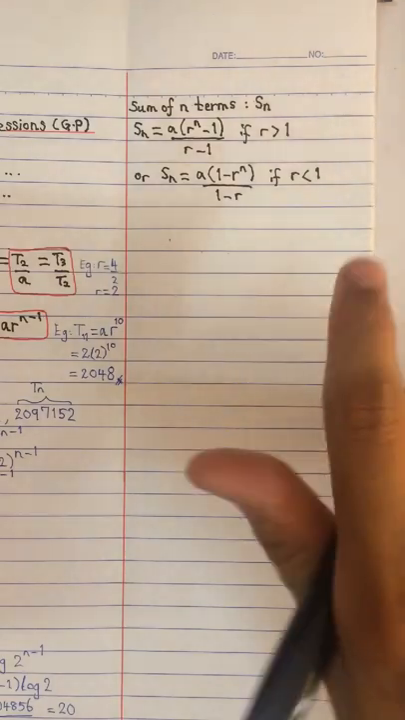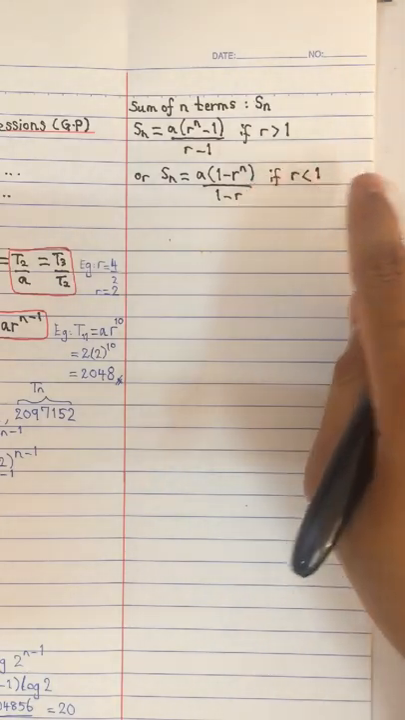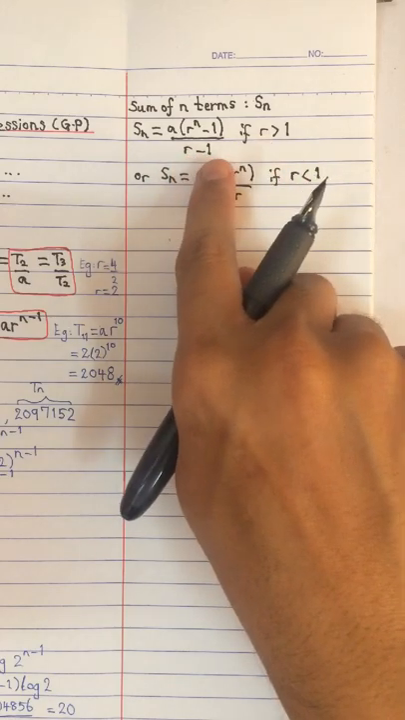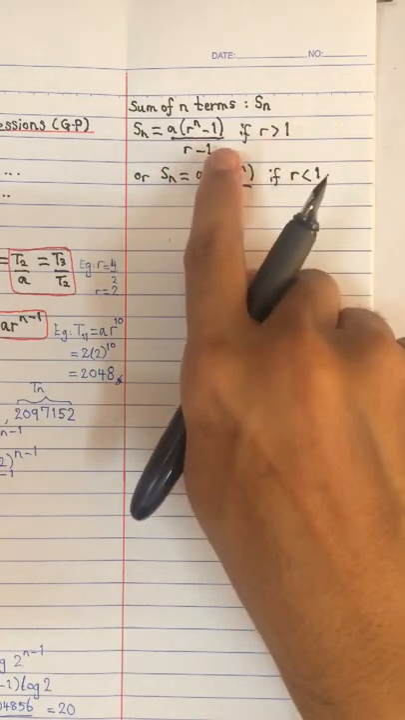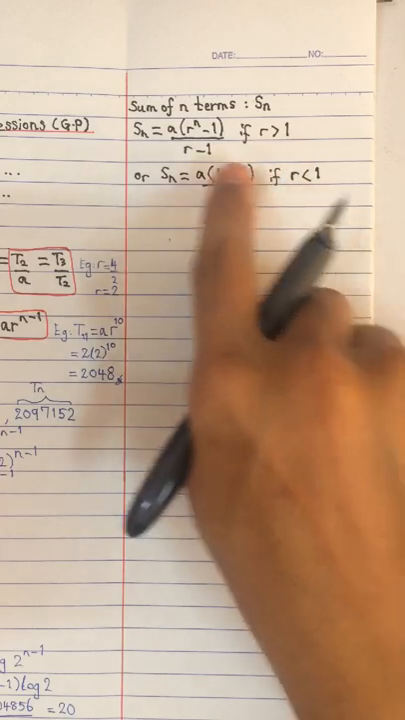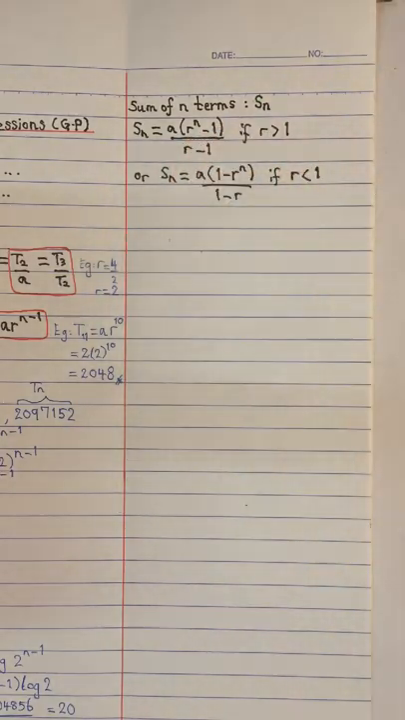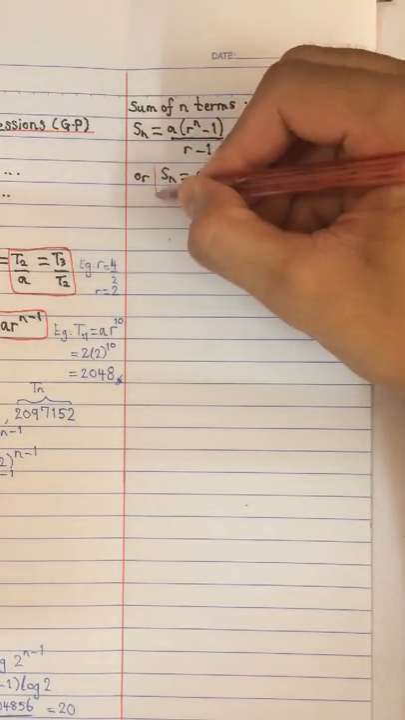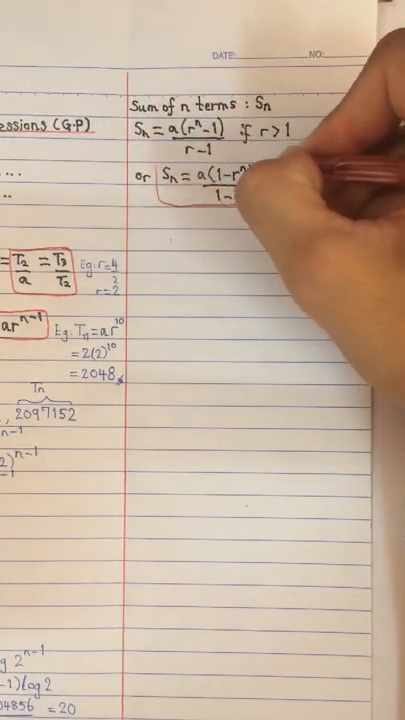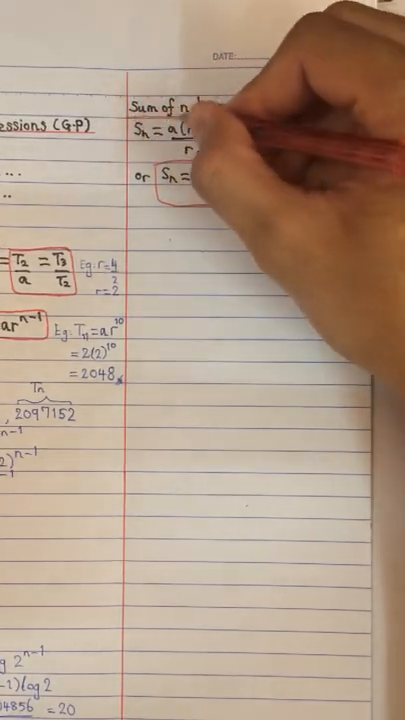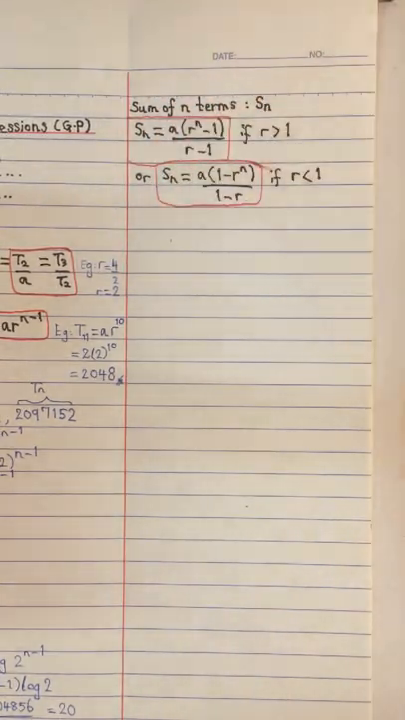The reason why the formula goes like this is to avoid negativity. If you have r greater than 1, then minus 1 gives you a positive number. But if you have r less than 1 and you use this formula, you get a negative, so we don't want to get a negative number. These formulas are given in the exam. You don't have to memorize them, but they are given.